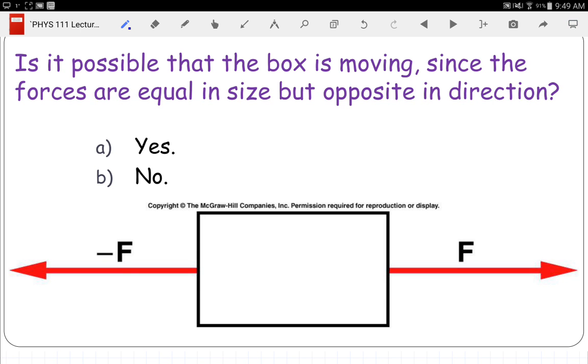Okay, follow-up question. I forgot I had this as a follow-up question, or I would not have just asked you this question without doing the clicker. Is it possible that the box is moving since the forces are equal in size but opposite in direction?